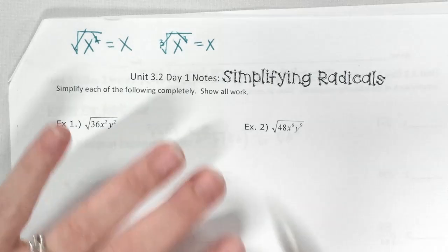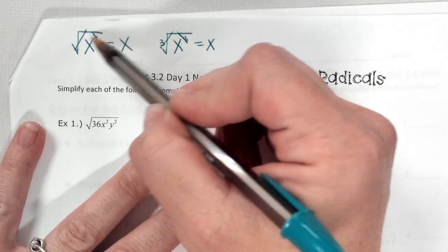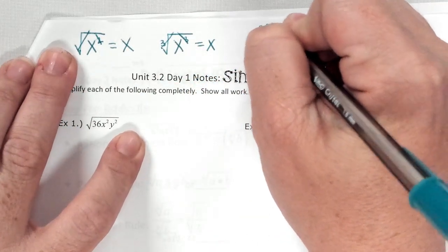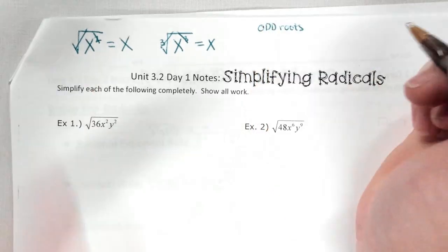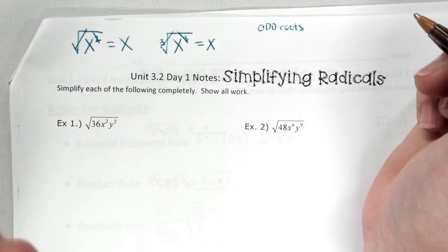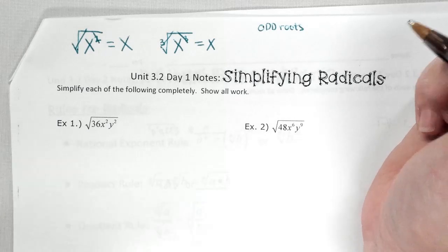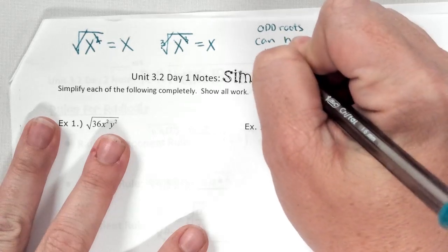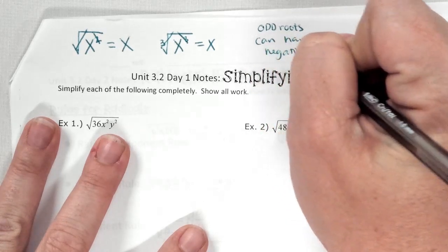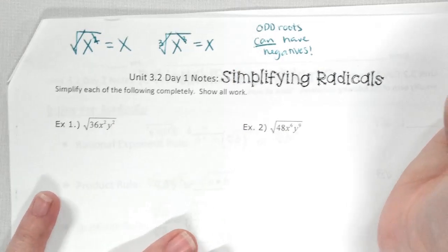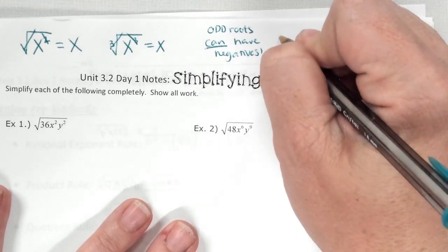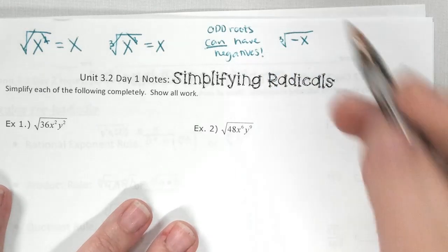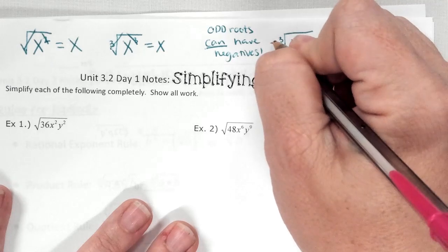Okay, so again, if the root and the exponent match, they cancel. And then another thing you need to remember is odd roots. Not odd numbers, not just regular odd numbers, but the root. Doesn't matter what's inside the house, just on the outside. Odd roots can have negatives. So they are allowed. For example, if you have the cube root of negative x, you'll make it positive and you'll take out the negative.